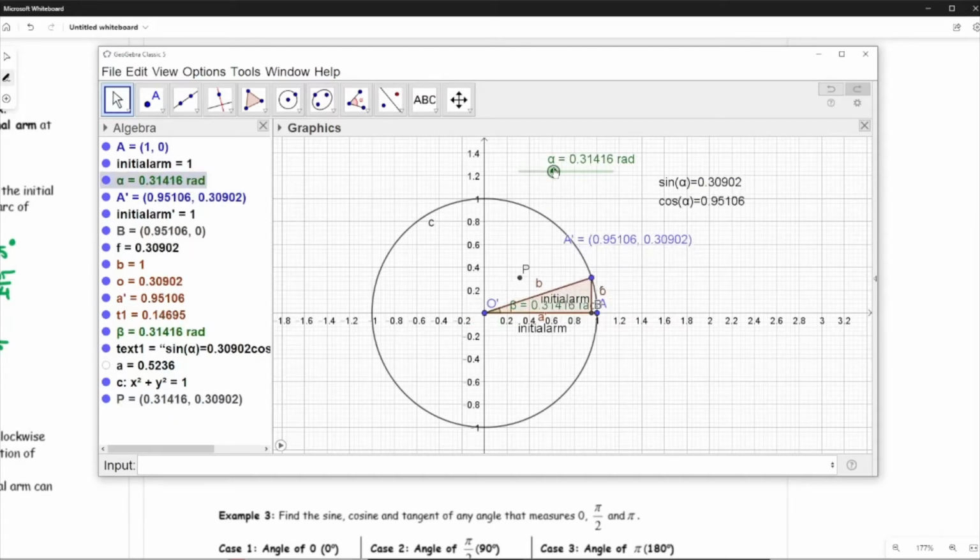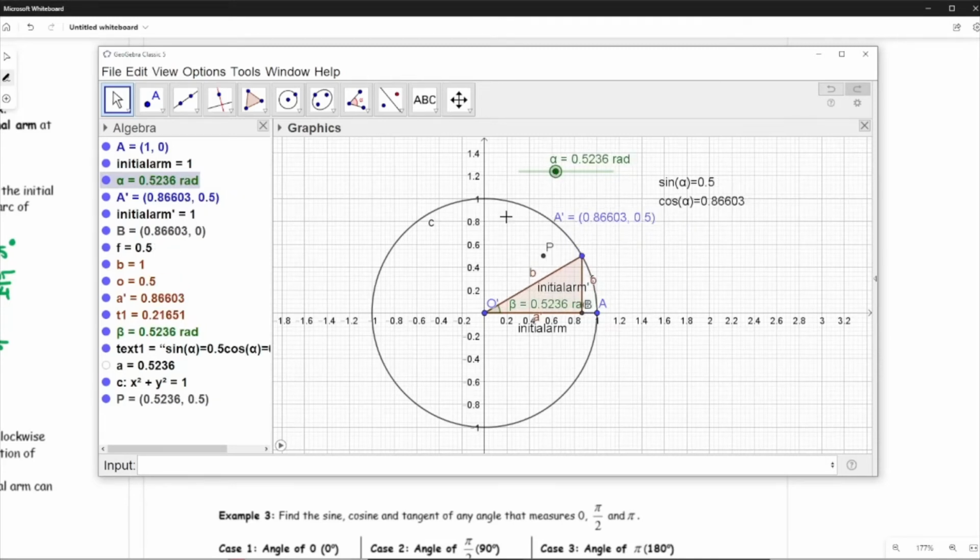Let's make the angle a little bit bigger. So let's say right here, for example. Now what's happening right now? My angle is 0.5236 rad, so my x-coordinate is 0.5236, and the sine of my angle is 0.5. That is the y value.